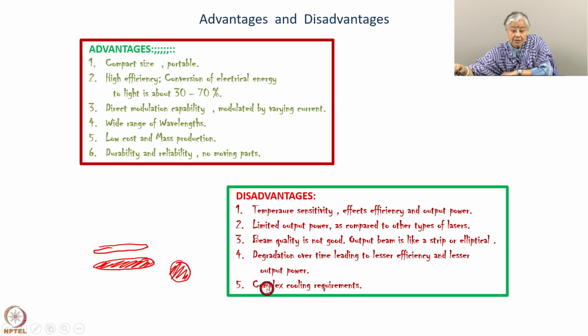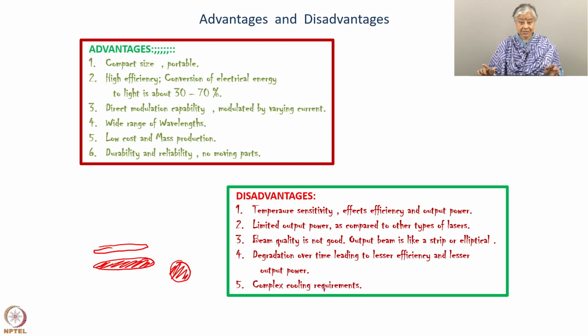And here, complex cooling requirements. You need complex cooling requirements, specifically if you are going to a higher power output. Naturally, if you keep it to the low power output, maybe you do not need such complex cooling requirements. But in case of higher power, you have to have this cooling requirement. So, these are the advantages and disadvantages, and I stop here as far as the semiconductor laser goes.